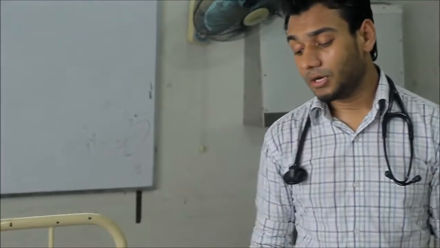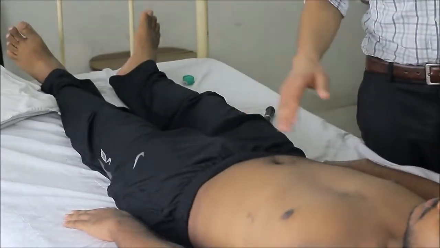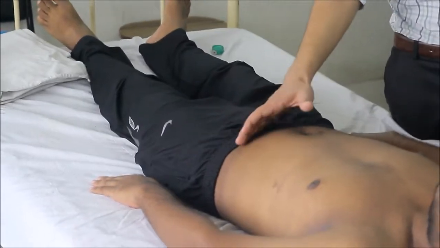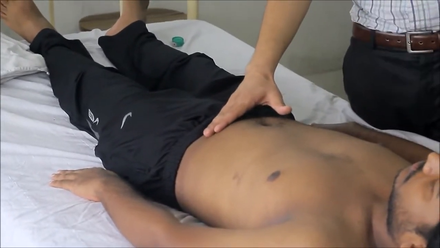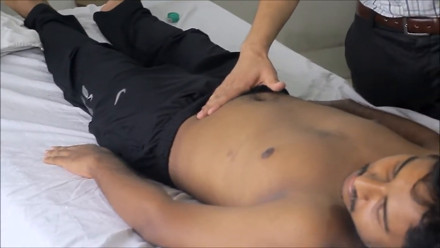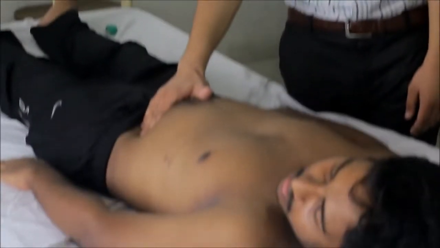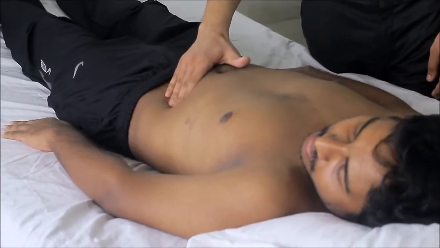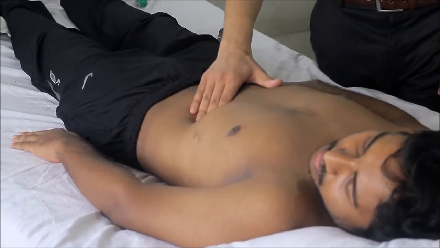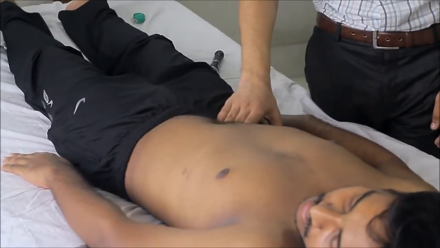Then you go for deep palpation. For deep palpation, you again ask the question, do you have any pain in your abdomen? He doesn't have any pain in his abdomen. So we start our palpation from the left iliac fossa, and then go anti-clockwise. For deep palpation, we roll the patient to the left side and ask the patient to take deep breaths, and palpate all the 9 quadrants of the abdomen.